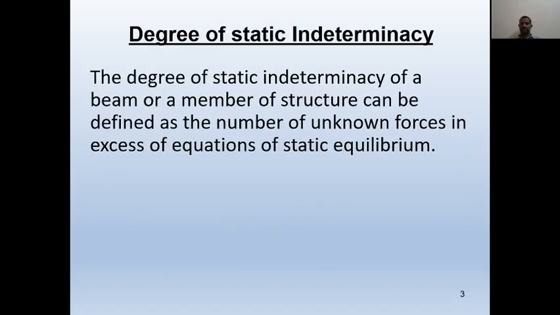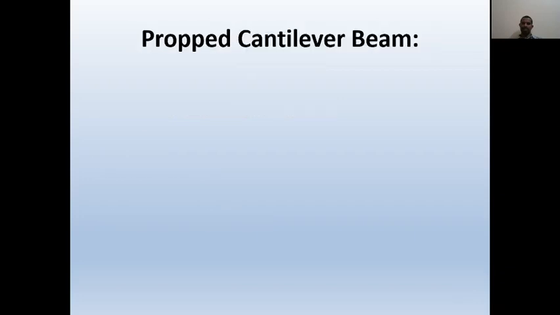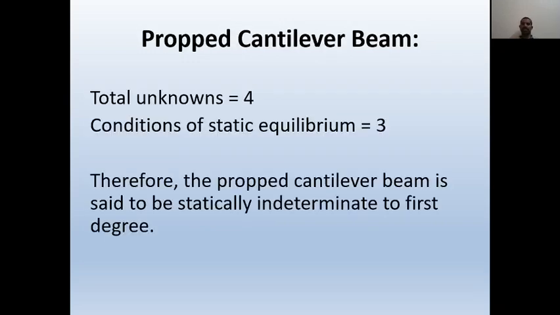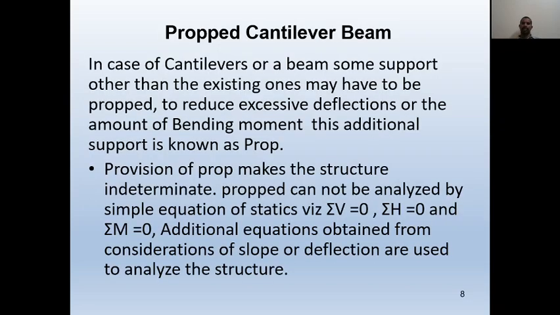So quickly we go through what we completed in the earlier class. Degree of static indeterminacy is the number of unknown reactions minus the static equilibrium equations. For cantilever, fixed beams and continuous beams, these are the three statically indeterminate beams we have, and we are now discussing the first one, propped cantilever beams, which is first degree statically indeterminate. One extra equation is generally obtained from deflection equations.